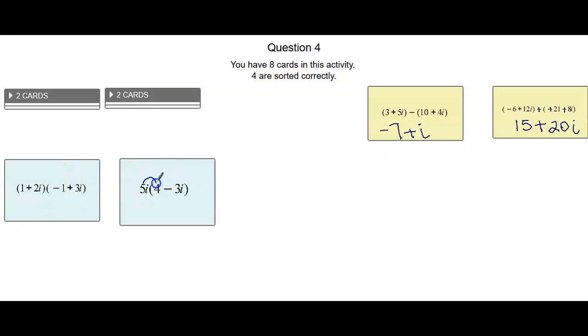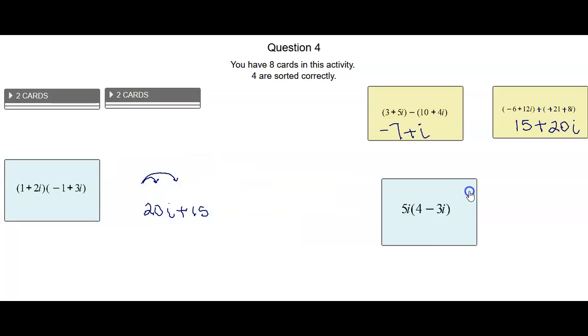So for this one, again, we're just distributing. So 5i times 4 is 20i, which is starting to match this one right here. But let's do the second part just to make sure. Then we have 5i times -3i, which is -15, and this would be i squared. But remember, that i squared changes this sign to its opposite. So 20i plus 15 would go with 15 plus 20i. Addition is commutative, so you can switch around the order and it still means the same thing.